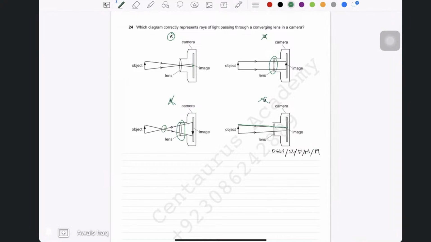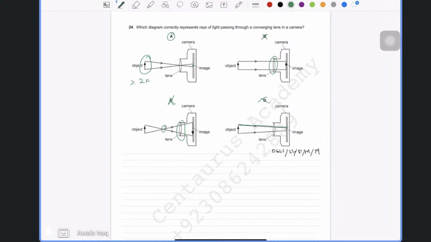So why is it small? Why is the image small? Because the object must be beyond 2f. Okay, so when it's beyond 2f, it's the same. So the camera and the eye behave the same way. Is it clear?